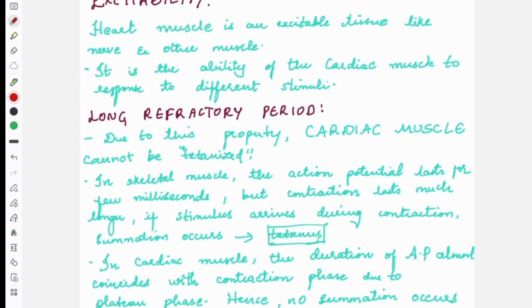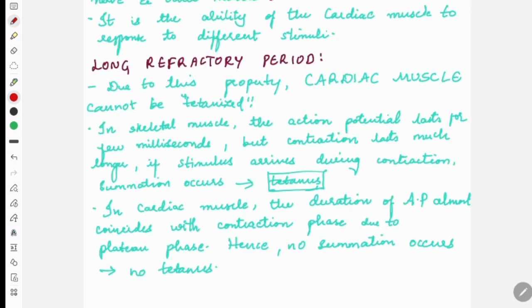The heart muscle is an excitable tissue like nerve and other muscles. Nerves and other muscles are also excitable. The ability of the heart to contract depends on the excitability. The next property that we get to see is the long refractory period. This is a very important property.